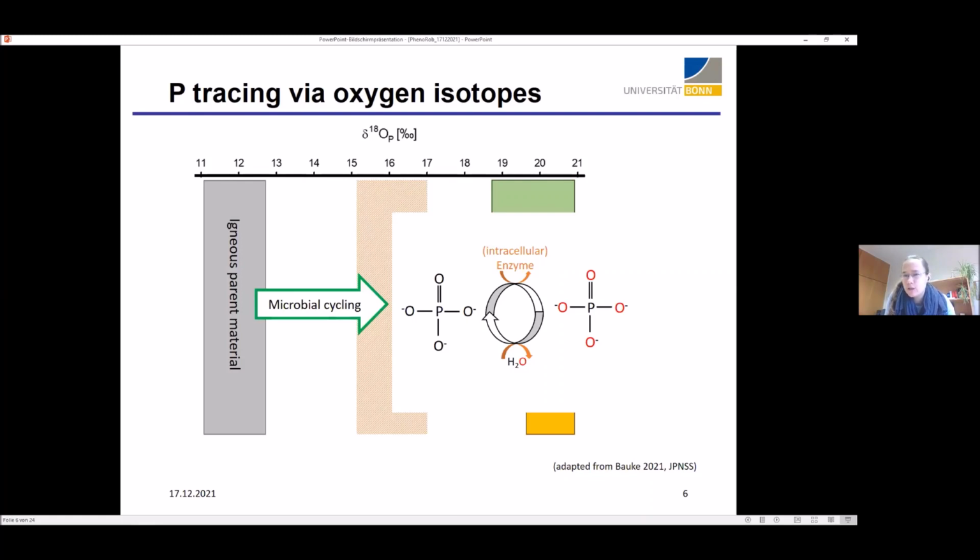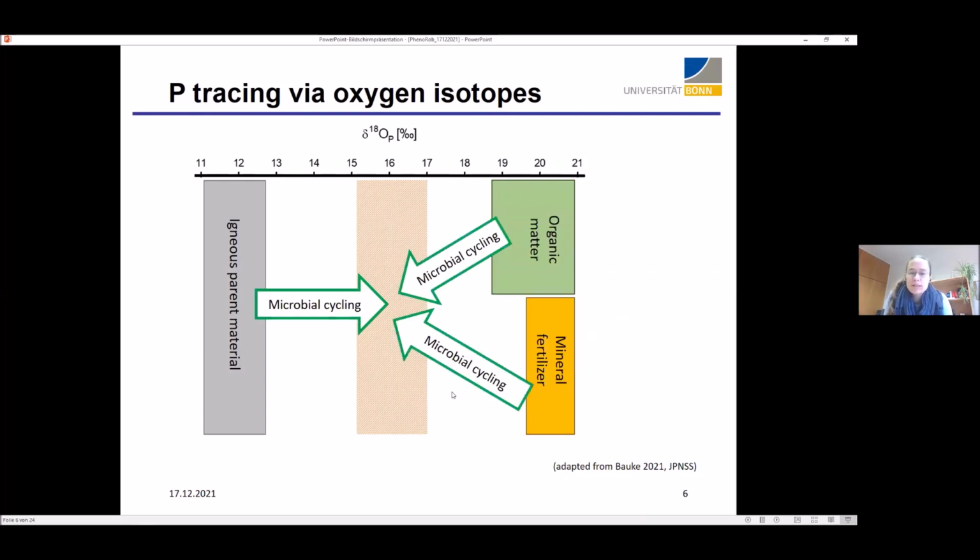And the exact value of that equilibration is temperature dependent. So if we know the temperature at which this process happens, and we know the isotopic value of the water, we can make some predictions for the value that we would expect to see in the soil if there is intensive biological recycling.